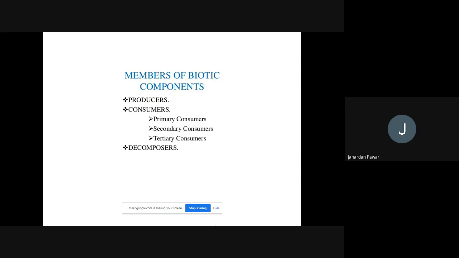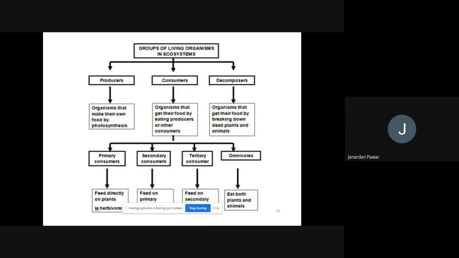Moving on to the next one, we are going to talk about one more aspect. Next one is the group of living organisms in the ecosystem. As I told you, there are three major components of the ecosystem, and those are producers, consumers, and decomposers. Those are clearly mentioned in this chart. As far as producers are concerned, I will tell you, so listen.